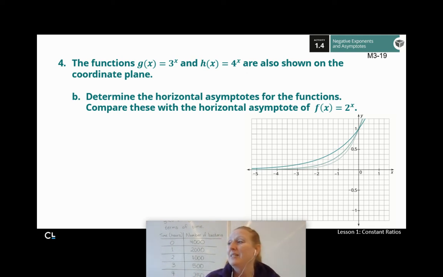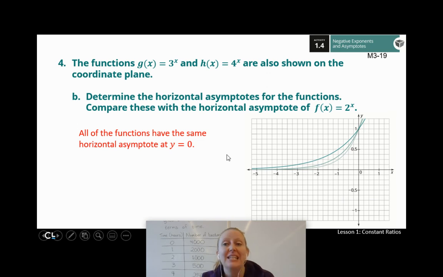So I was looking at this and I realized, remember how we said that as you plug in more and more negative numbers for 2, it got closer and closer to 0 for y. So we said the horizontal asymptote was y equals 0. It looks like that's also happening for 3 to the x, and it's also happening for 4 to the x power. They're all doing it, aren't they? As I plug in more and more negative numbers, I get closer and closer to getting that output of 0, closer and closer to y being 0, but I never actually get there. So it looks like all of the functions have the same horizontal asymptote. All of these functions have a horizontal asymptote at y equals 0.